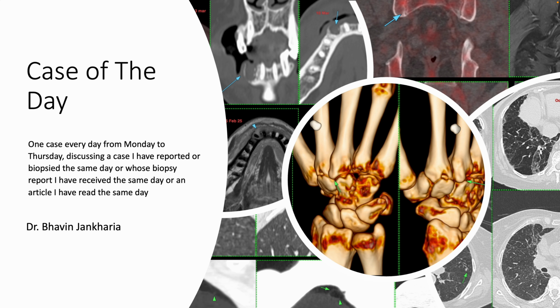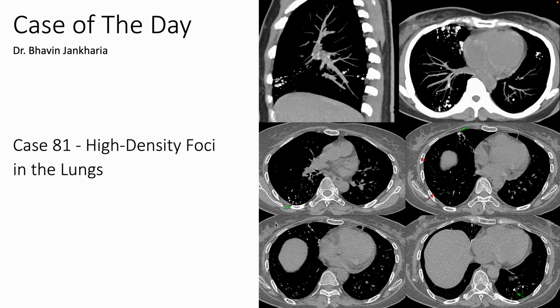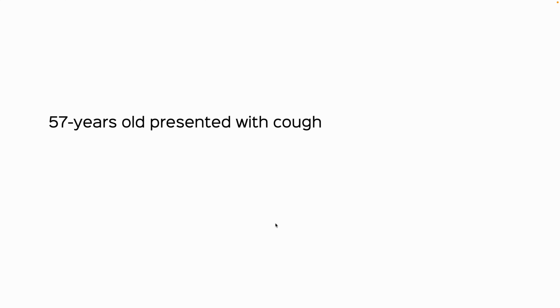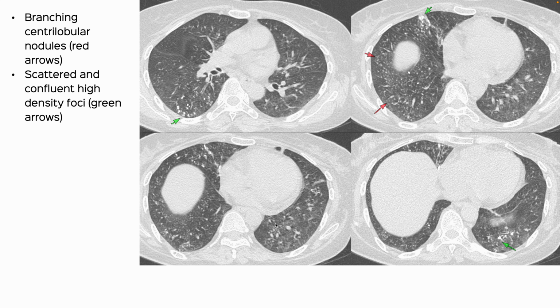Today is Tuesday. We're on our 81st case titled High Density Foci in the Lungs. And so I was reading this today. A 57-year-old who had presented with cough actually came for a second opinion. And we see these clustered centrilobular nodules suggestive of an inflammatory infectious bronchiolitis.